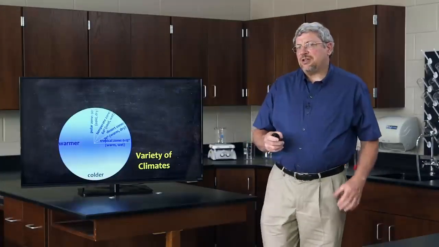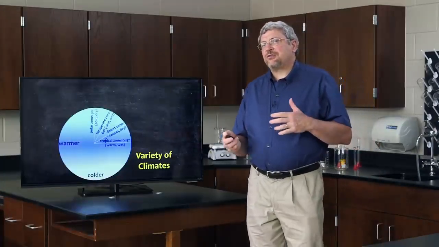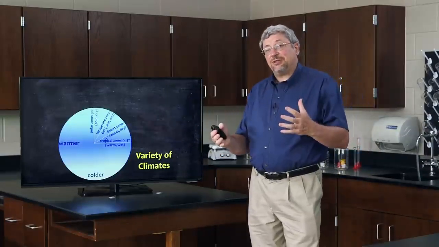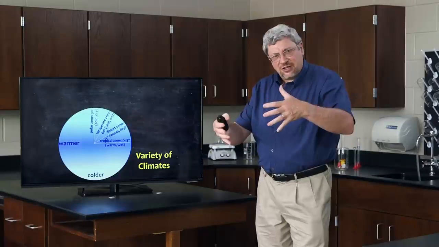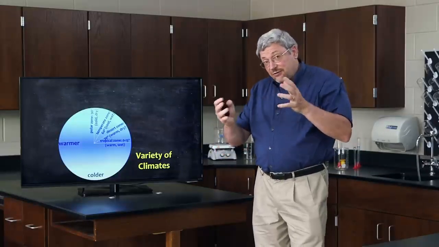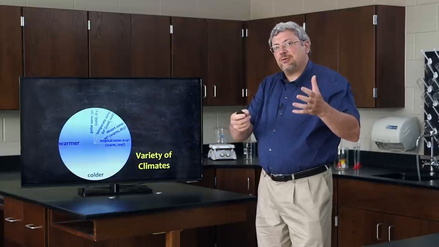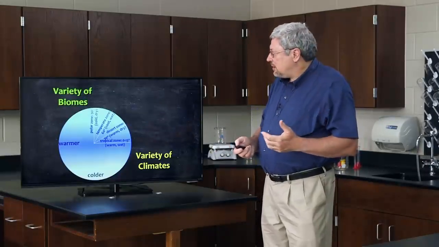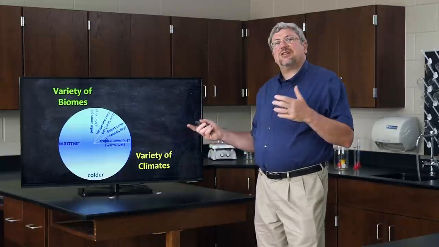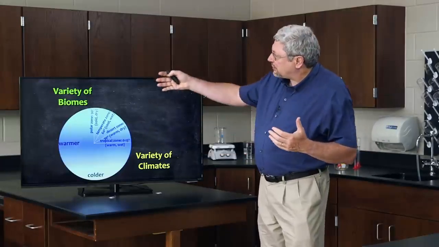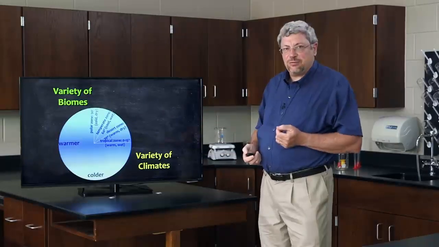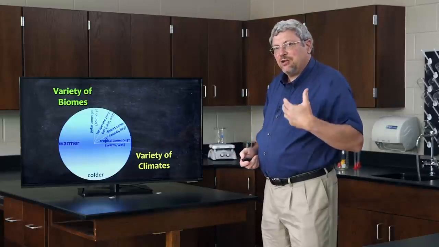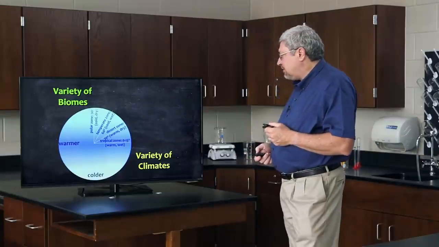The variety of climates that God created allows for God to create in each of the climates a set of plants and animals that are specially designed for that climate. The set of animals and plants that are found in a particular area is called a biome. And so the variety of climates that God has created allows for the creation of a variety of biomes. We're going to step through the climates and look at what biome is created in each of those climates.